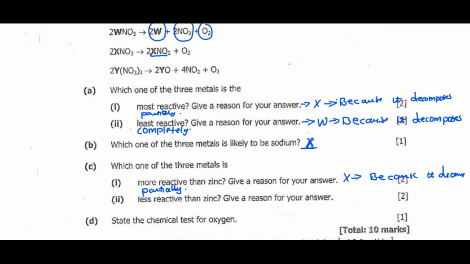Then less reactive than zinc. So the one that is W, because whenever you decompose zinc nitrate it will give you zinc oxide, nitrogen dioxide, and this. So whenever there is this oxide, it means that there is a certain percentage that is not decomposed. Now here we can see that it decomposes completely because there is no oxide. So because it decomposes completely.